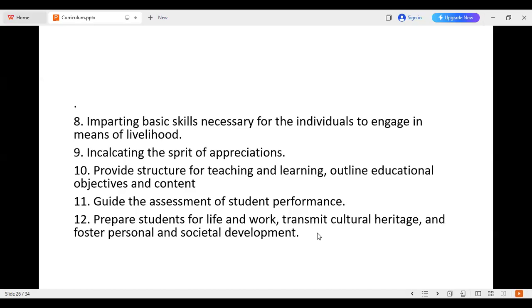Whenever they come to higher education, they can be guided for self-learning, research-based learning.